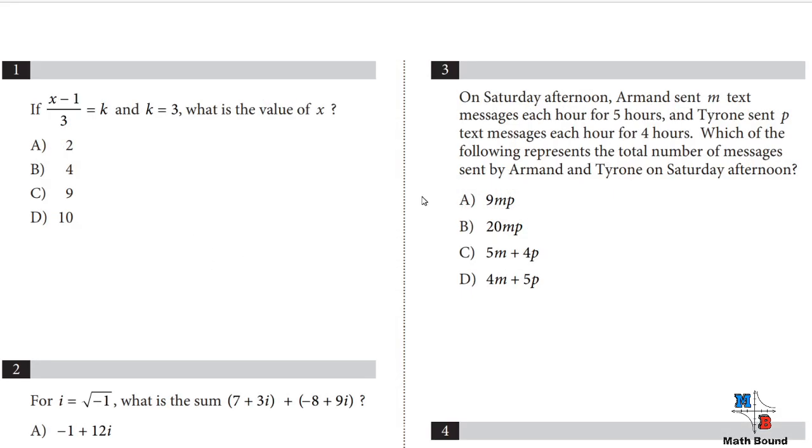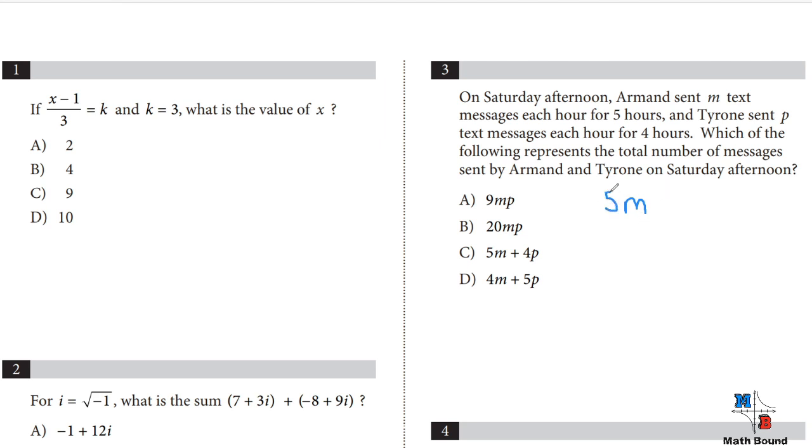Okay, so in this case, when it comes to word problems, I usually skip them and go to the next one because they may be a little bit time consuming. However, the biggest thing about word problems is to figure out what the task is. Once you know what the task is, then let's figure out how to solve it. On Saturday afternoon, Armin sent m text messages each hour for 5 hours, and Tyrone sent p text messages each hour for 4 hours. Which of the following represents the total number of messages sent by Armin and Tyrone on Saturday?